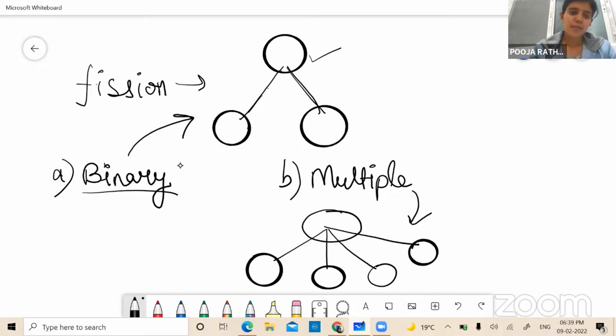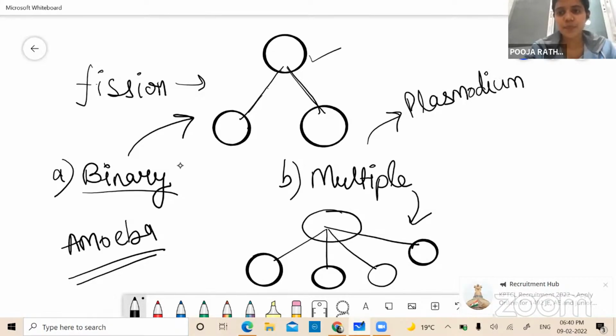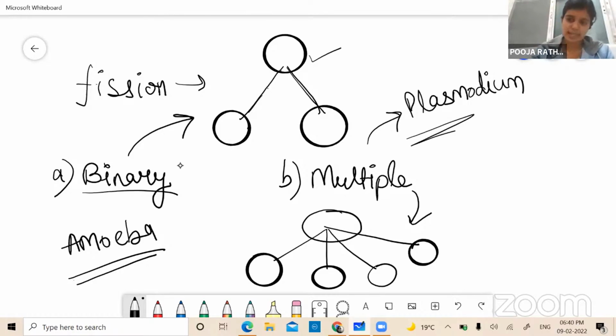What are the examples for this? Binary fission is mostly seen in amoeba, an organism which we can't see with our naked eyes. And multiple fission is mostly seen in Plasmodium. So binary fission is in amoeba and multiple fission is in Plasmodium. Now, I think fission is understood well. We will move to the next type of asexual reproduction, that is fragmentation.